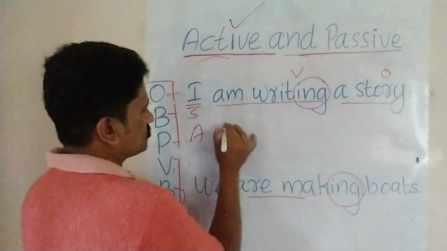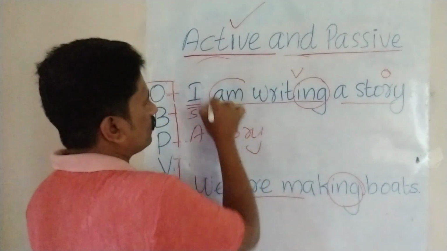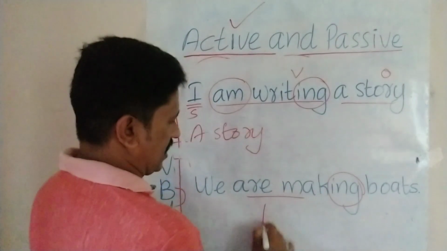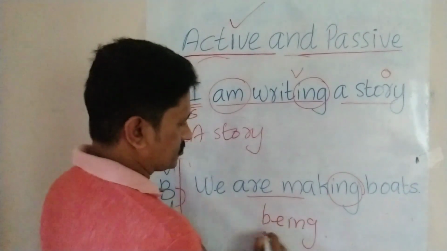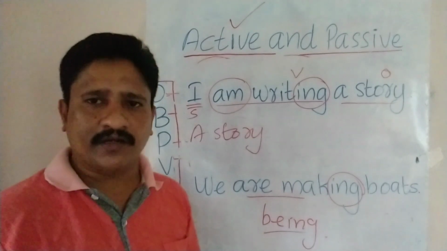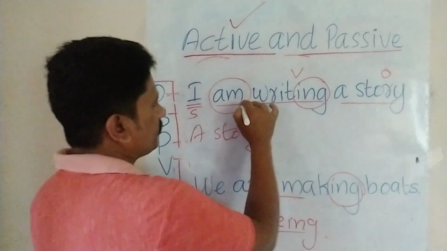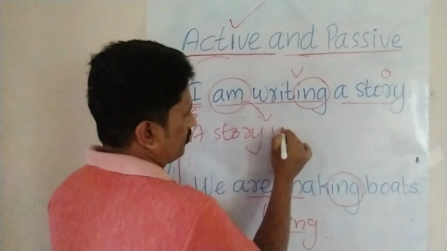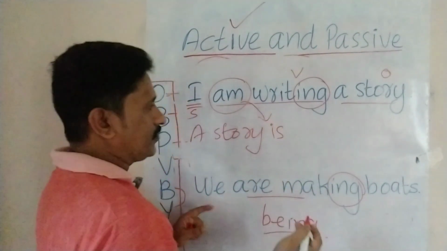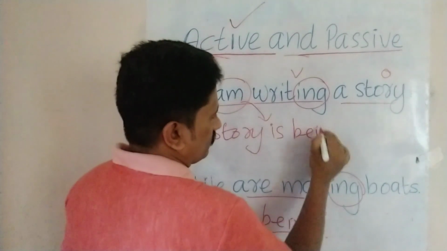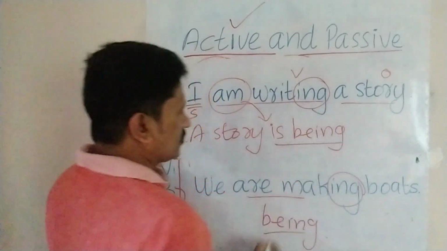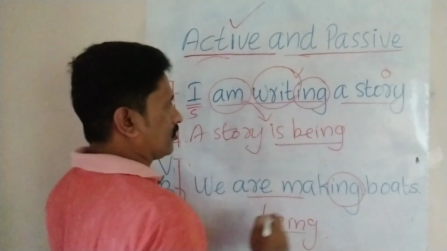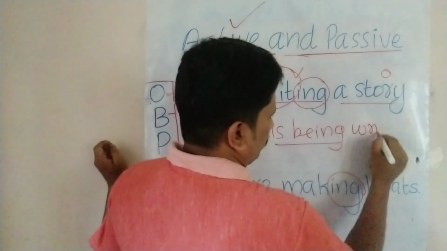Okay, a story. Now what you have to do is, before you use the be form, which is going to be being, which is used when the sentence is in progressive tense. Okay, so a story, bring it down, make the necessary change. A story, am cannot fit here, so a story is. Okay, then we have to use the be form, that is being. Okay, so please make a note of this. A story is being. Okay, use the past participle of the verb write, that is written.